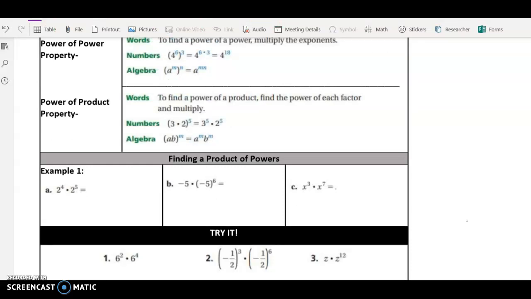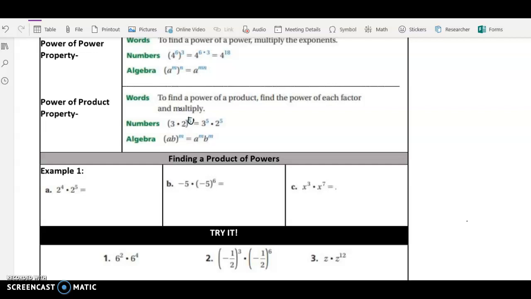So next we have power of product property. And so to find the power of a product, we need to find the power of each factor and multiply. So yes, you could multiply 3 times 2 and get 6 and then have 6 to the fifth power, but not always will there be 2 numbers in the parentheses. And so sometimes we'll have letters involved too. So we need to know how to do it. That way, if there aren't only numbers in the parentheses, we know what to do with that exponent.